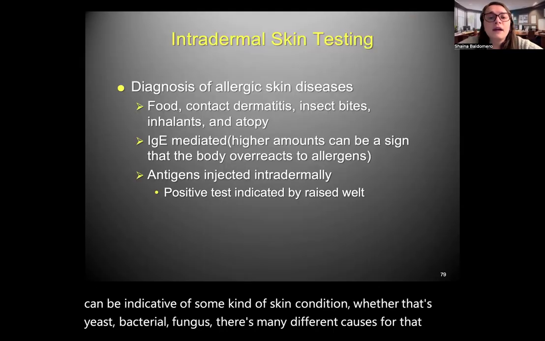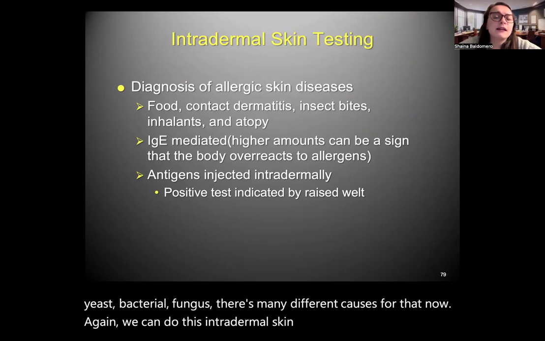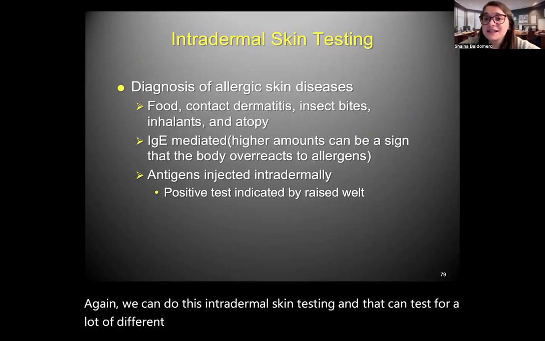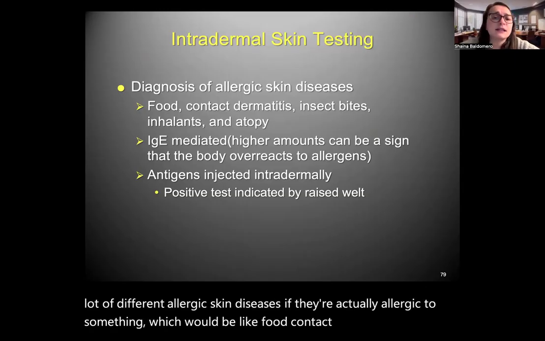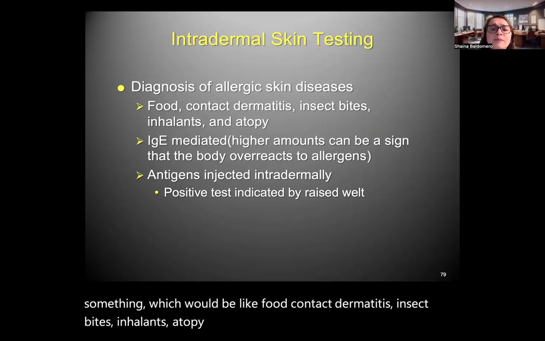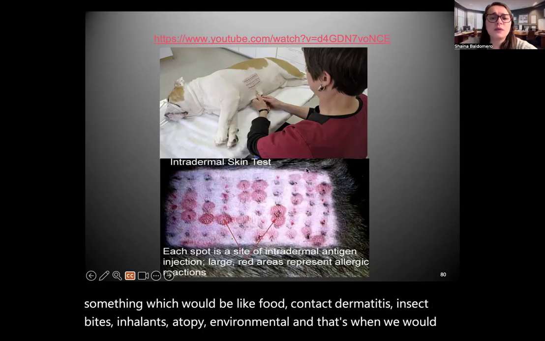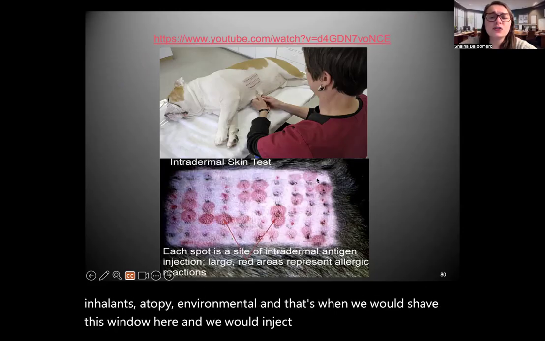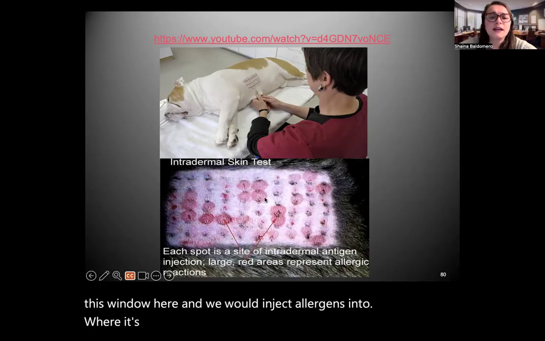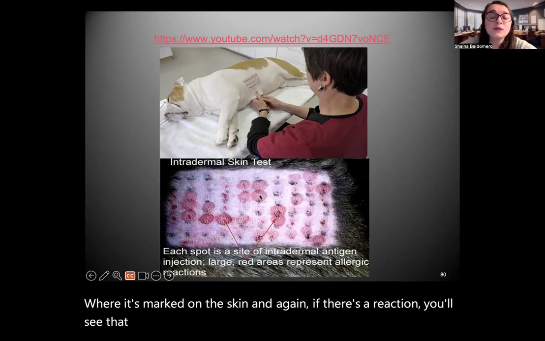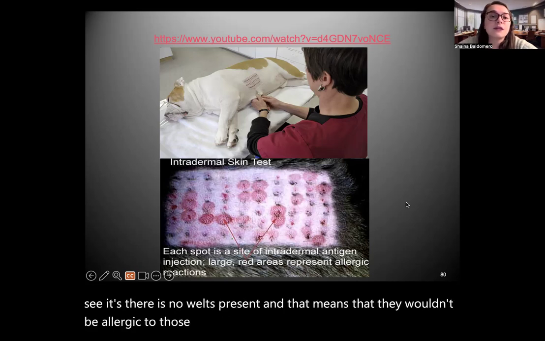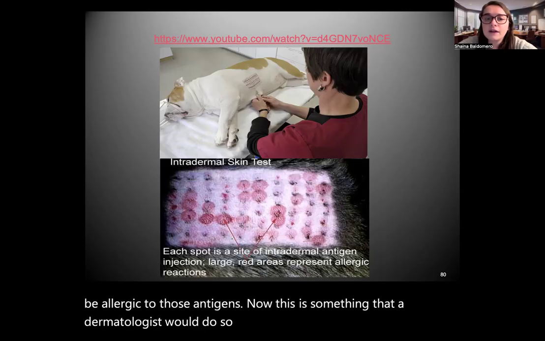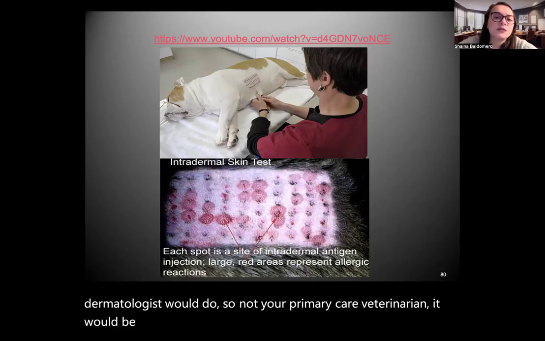Now, again, we can do this intradermal skin testing, and that can test for a lot of different allergic skin diseases if they're actually allergic to something, which would be like food, contact dermatitis, insect bites, inhalants, atopy, environmental. And that's when we would shave this window here and we would inject allergens into where it's marked on the skin. And again, if there's a reaction, you'll see that come up with these welts. If there's no reaction, as you can see, there are no welts present, and that means that they wouldn't be allergic to those antigens. Now, this is something that a dermatologist would do, so not your primary care veterinarian. It would be a specialty veterinarian that would do this type of testing.